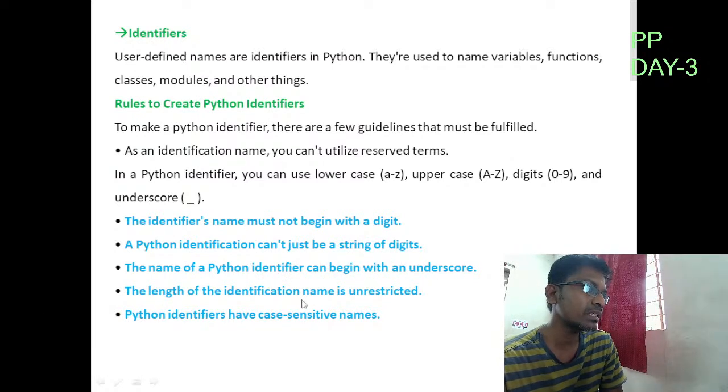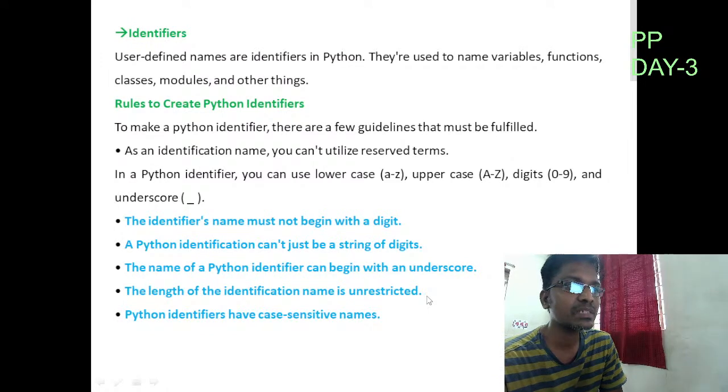And next one, the length of the identifier name is unrestricted. That means you can write identifiers or variables of any length. There is no restriction in Python, whereas in other programming languages the identifier must be 8 characters or 16 characters and so on. In Python there is no such restriction for writing identifiers or variables.